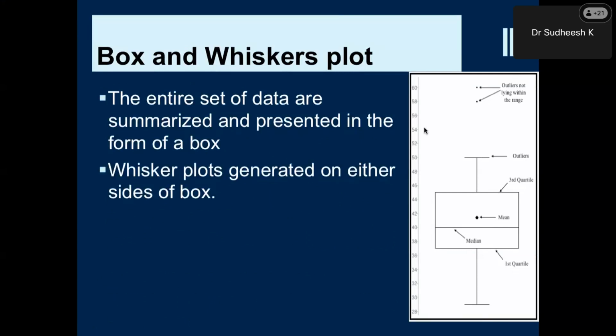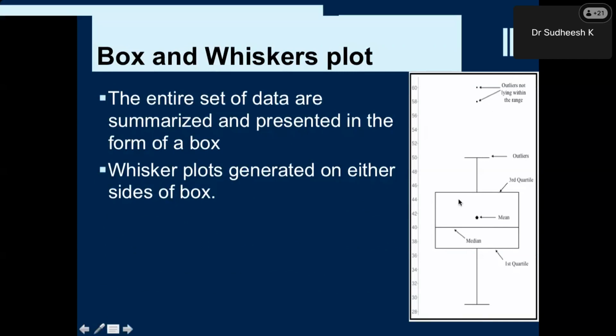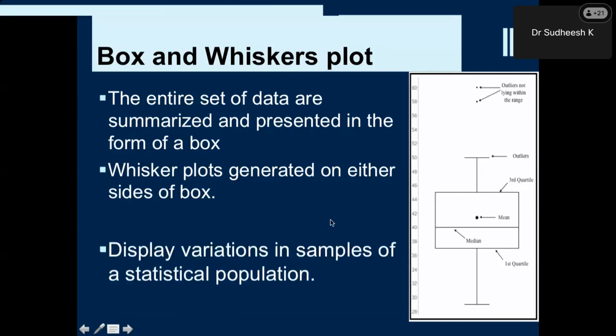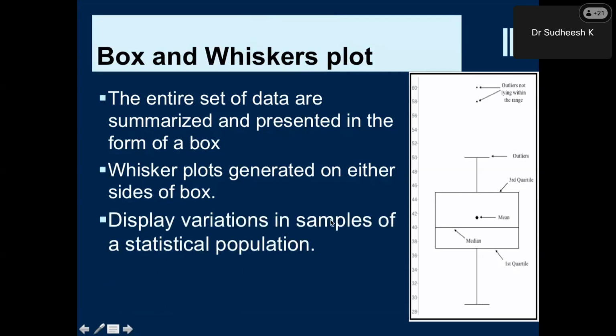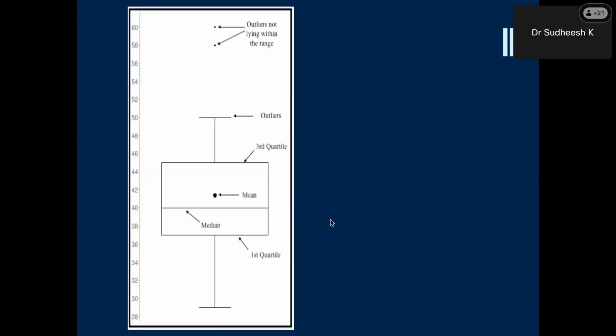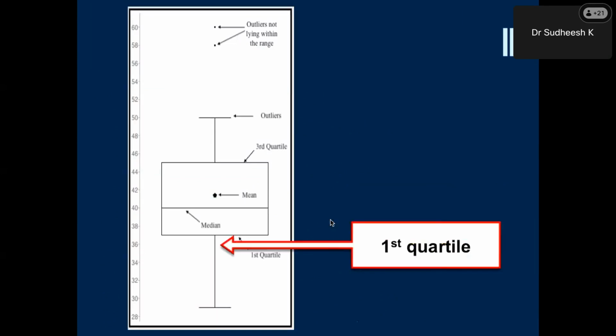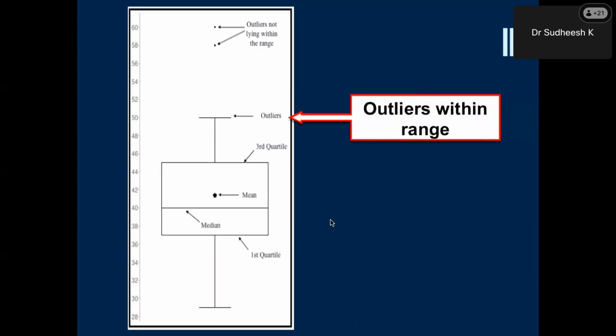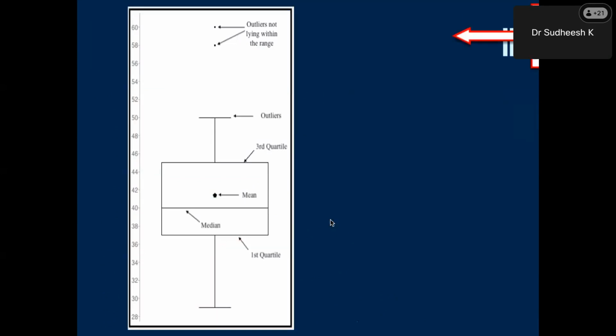This is the box and this is the whisker plot. The whisker plots are generated on either side of the boxes and they display variations in the samples of a statistical population. They are best suited for non-parametric data. So this is the median, this is the first quartile, this is the third quartile, these are the outliers, as I told, outliers outside the range, and the mean.